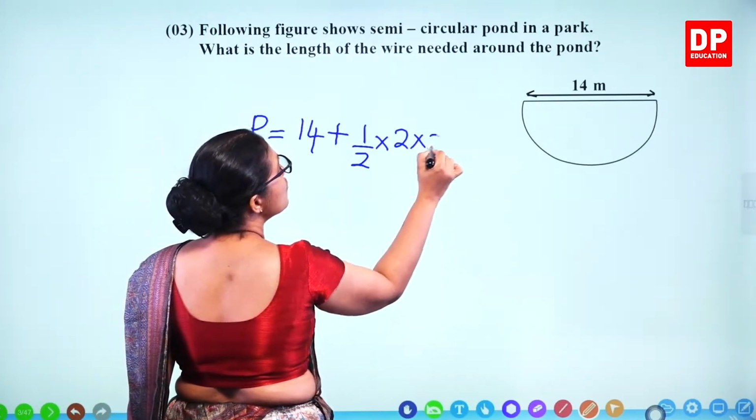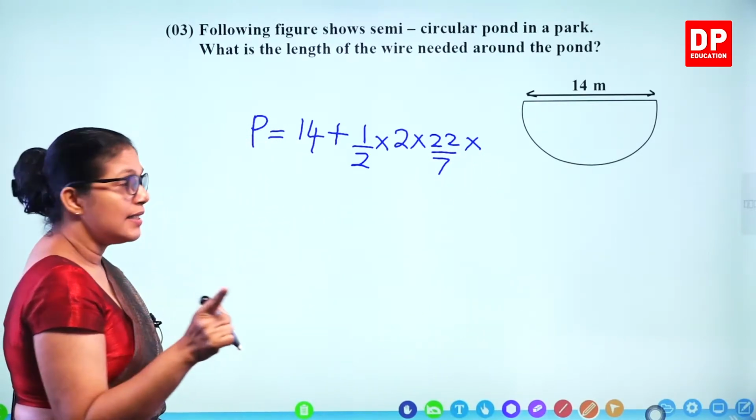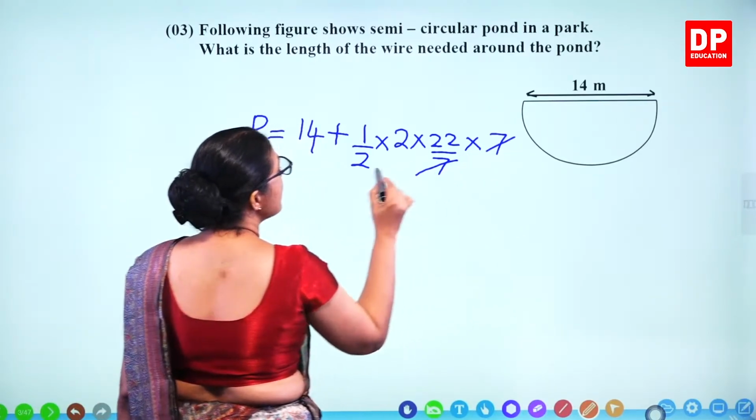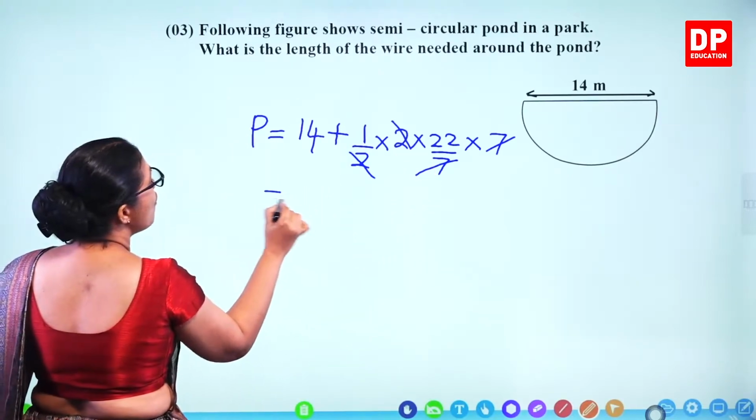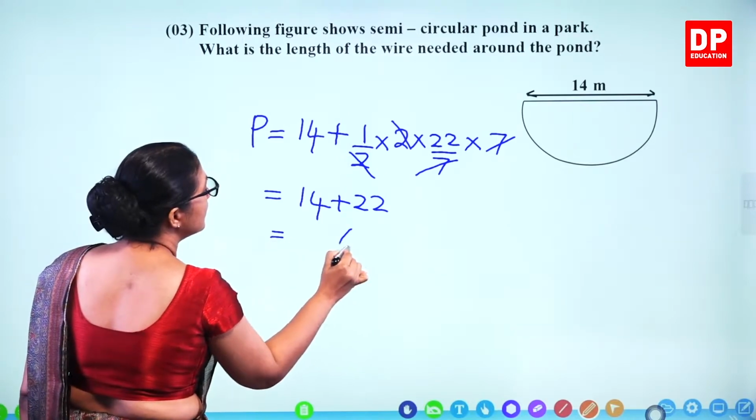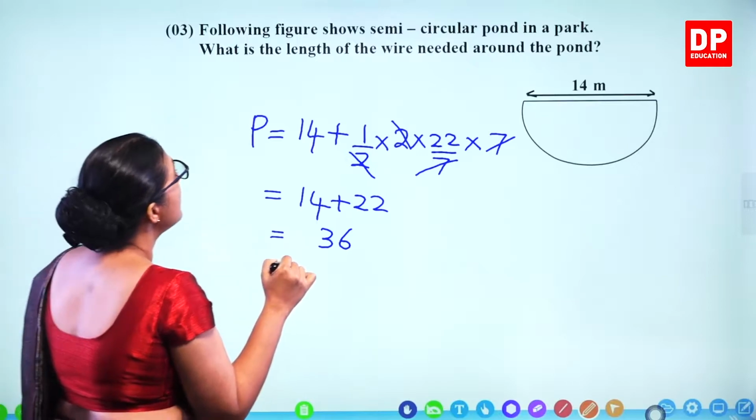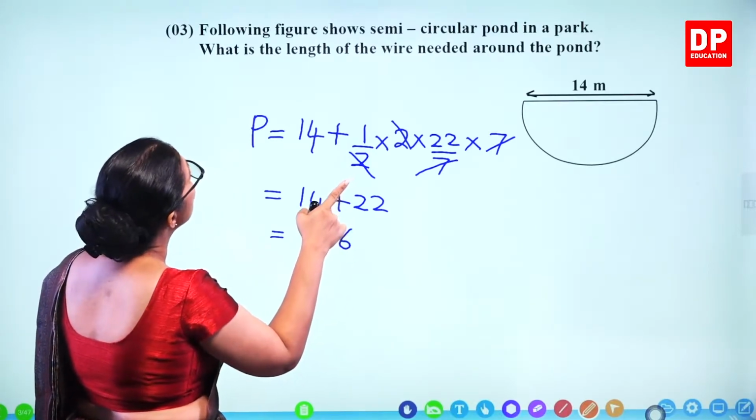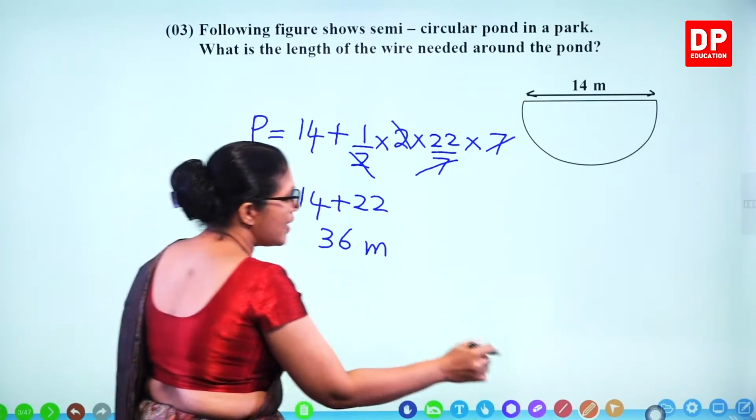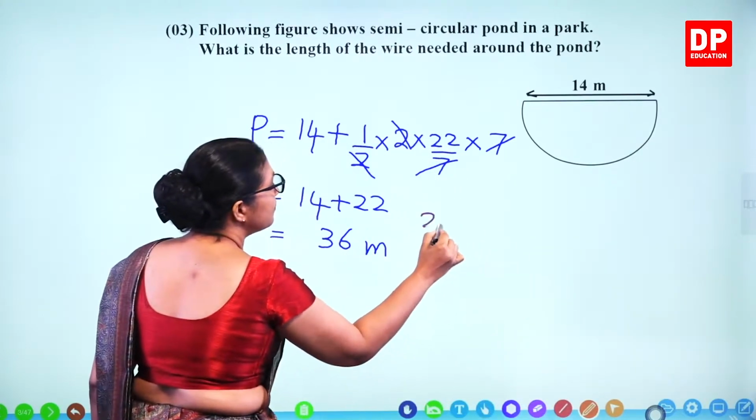2 pi is 22 over 7. What's the radius? 14 is the diameter. Divide by 2, the radius is 7. So 7 gets cancelled out, 2 gets cancelled out. 14 plus 22, you get 36. What's the unit? 36 meters is the length of the wire needed around the pond. So 2 marks.